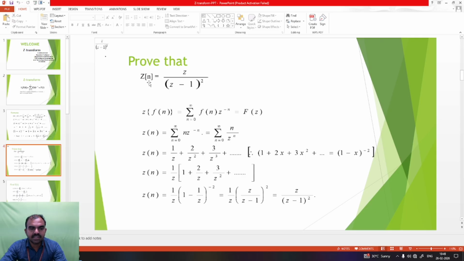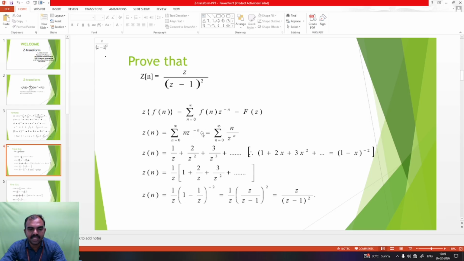Prove that Z of n is z by z minus 1 the whole square. You want to prove the Z-Transform of n is z by z minus 1 the whole square. So first write the definition of the Z-Transform. Z of f of n is the summation, here we take only the positive values, n equal to 0 to infinity f of n z power minus n, which is F of z. So Z of n is the summation of n equal to 0 to infinity. What is our f of n? F of n is nothing but n. So n z power minus n, the summation of n equal to 0 to infinity.